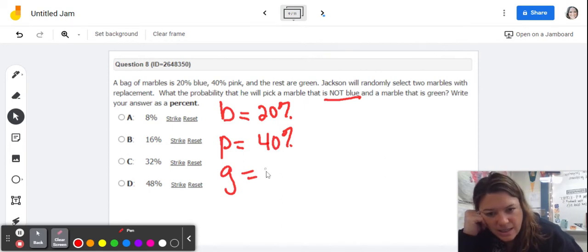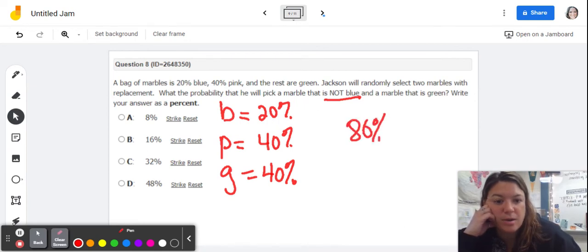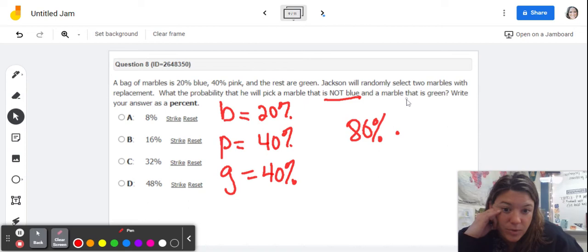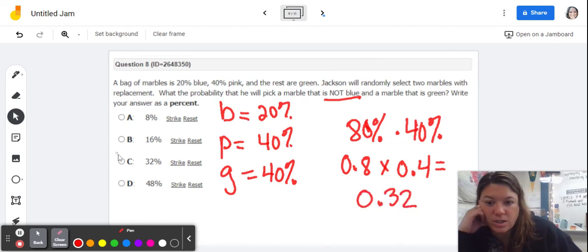60, 100 minus 60, 40. All right, so now 2 marbles and one that's not blue. So if blue is 20%, not blue is 80%. And I'm going to multiply that by green, which is 40%. And they put the first one back, so I know it's really still 40%. All right, and I can't multiply percents until I turn them into decimals. So I'm really multiplying 0.8 times 0.4, which is 0.32, which is 32%.